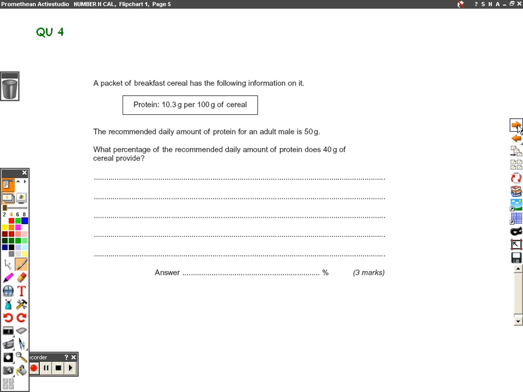Okay, a breakfast packet has the following information on it. The recommended daily amount of protein for an adult is 50 grams. What percentage of the recommended daily amount of protein does 40 grams of cereal provide?